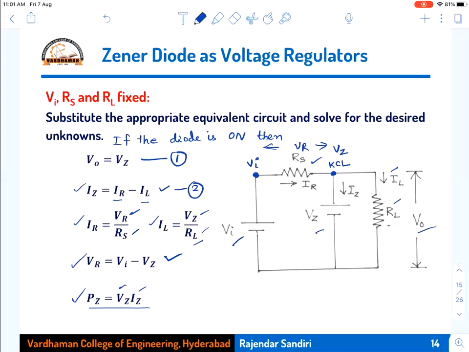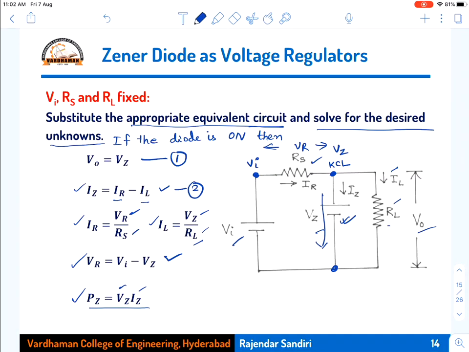Okay, substitute the appropriate equivalent circuit. Equivalent circuit is nothing but what? The GNR diode is replaced. Actually here it should be the GNR diode in between these terminals, but I am replacing that by its equivalent circuit. The GNR diode equivalent circuit practically is a battery in series with resistance. But in the problem, if resistance is given, you can connect it. If the resistance is not given, you assume it as an ideal diode and just replace the diode with simply a battery of GNR voltage. Okay, and solve for the desired unknowns.